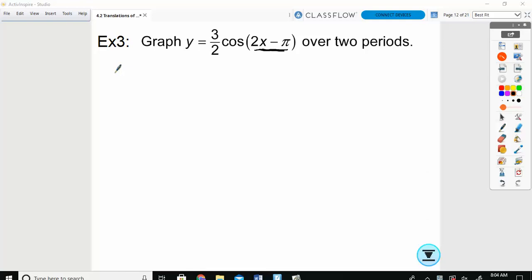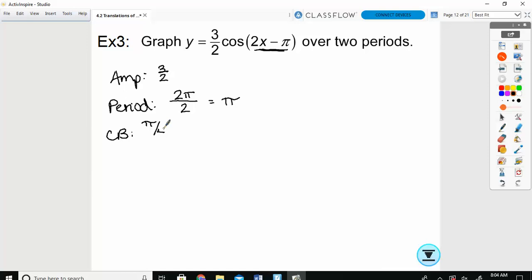So, our amplitude is what? 3/2. Period. Normal period is 2 pi divided by the coefficient of x, which is 2. So we get a period of pi. Count by. What do we do? Period divided by 4, so pi over 4.